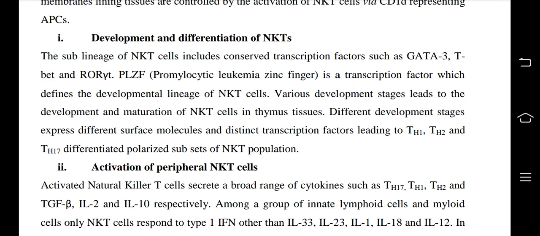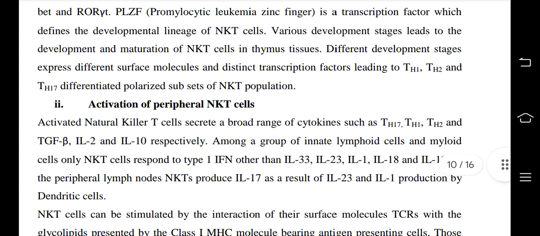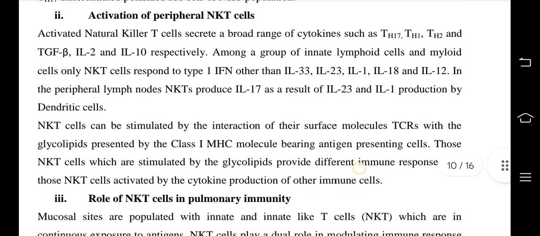Then, development and differentiation of NKT. The sublineages of NKT cells include conserved transcription factors such as GATA3, T-bet, and ROR gamma t. PLZF, promyelocytic leukemia zinc finger, is a transcription factor which defines the developmental lineage of NKT cells. Various development stages lead to development and maturation of NKT cells in thymus tissue. Different developmental stages express different surface molecules and distinct transcription factors, leading to TH1, TH2, and TH17 differentiated polarized subsets of the NKT population.